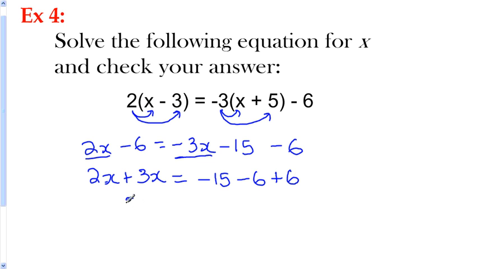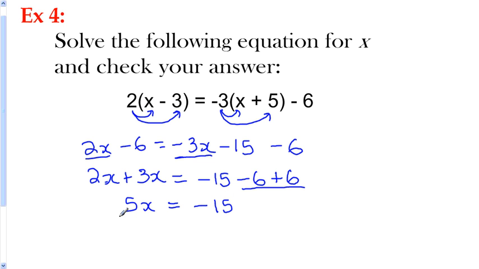So 2x plus 3x gives me 5x. And then we get negative 15. But if you look at this, negative 6 plus 6, that's going to give me 0. So this is just going to give me negative 15.